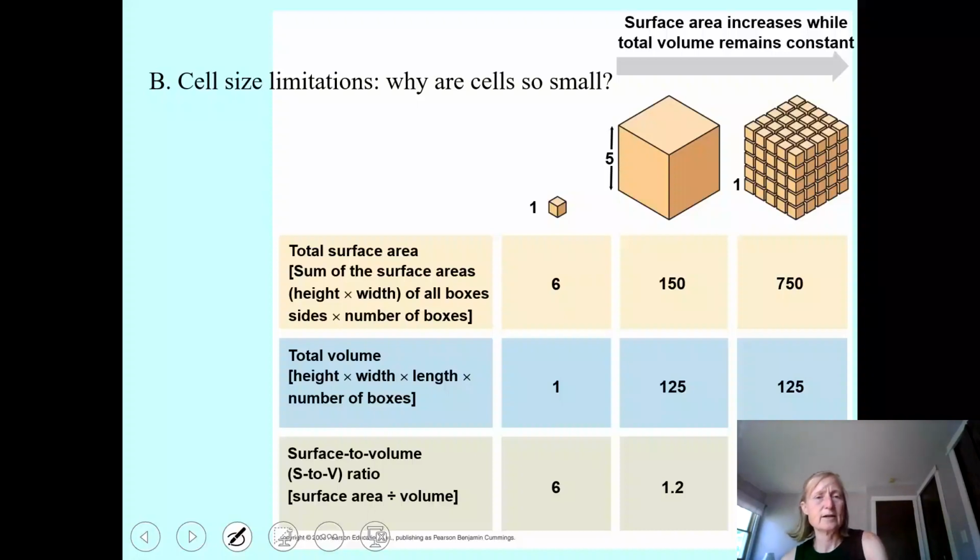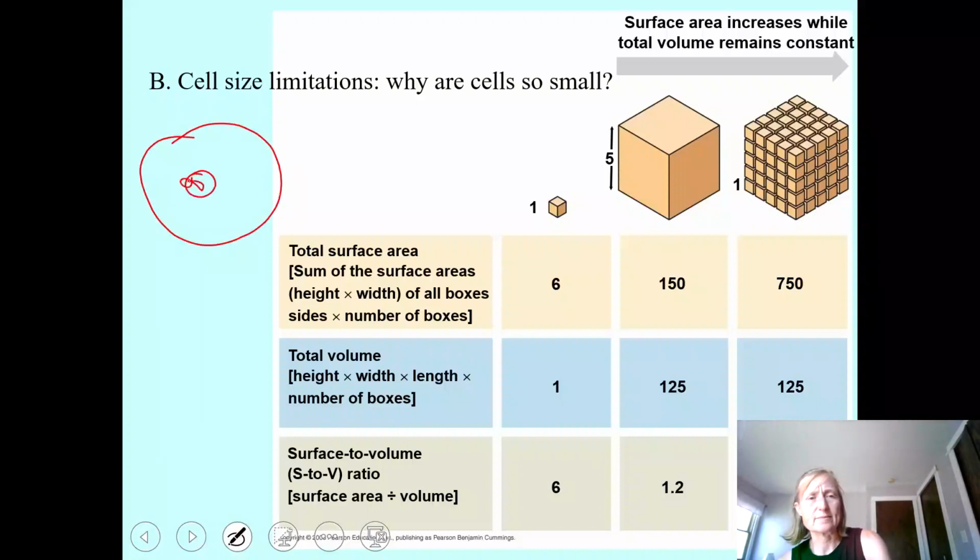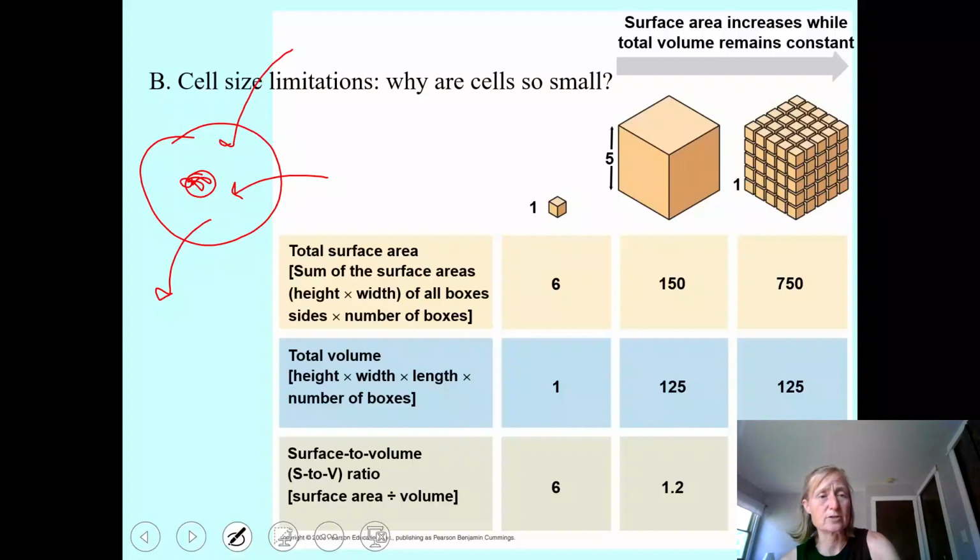Because small cells, well, just think about cells for a minute. Cells have a lot going on inside them. But they need to transport materials into the cell and out of the cell, right? Oxygen and nutrients have to come in, chemical signalers, etc., and wastes have to go out, maybe hormones that the cell is sending out, or other kinds of enzymes.